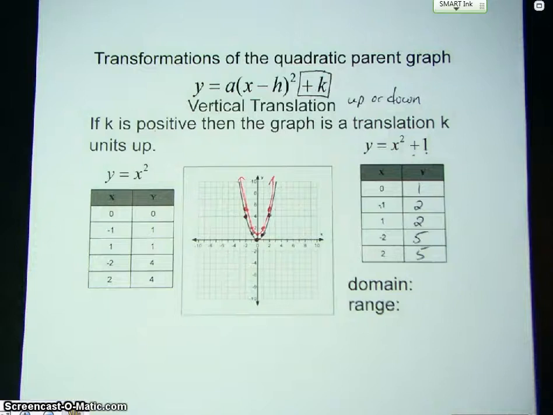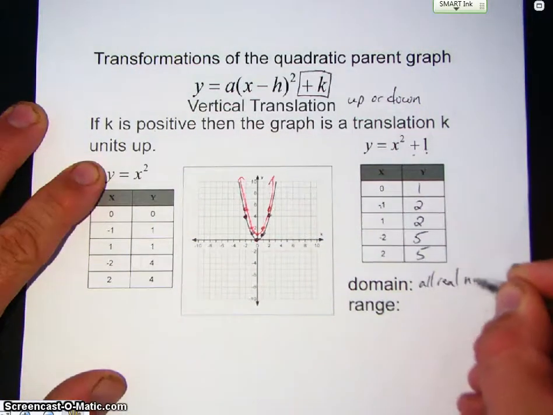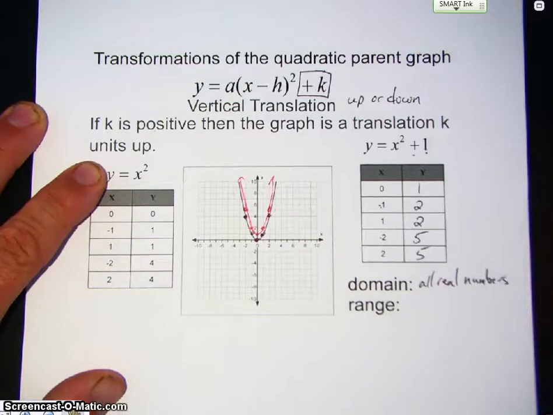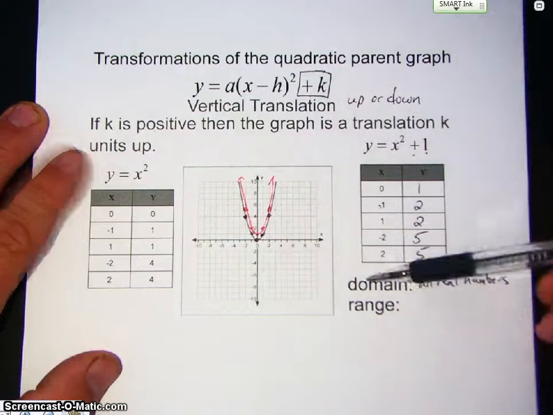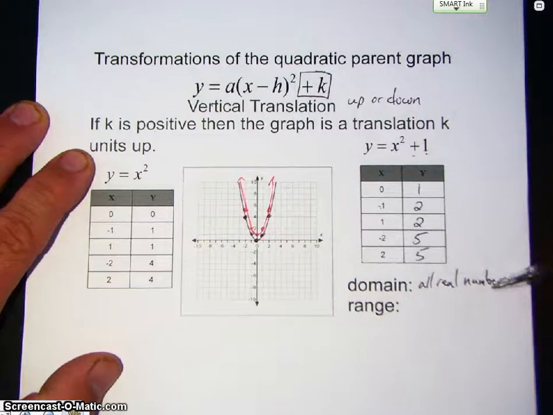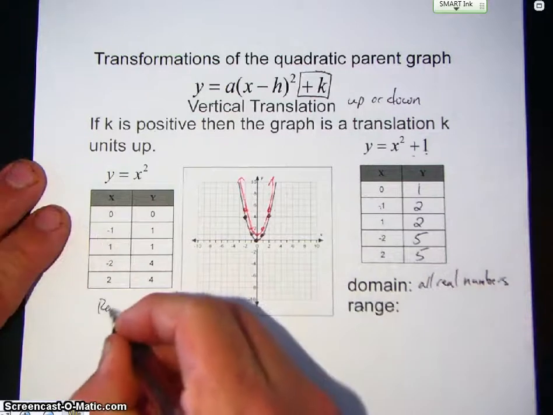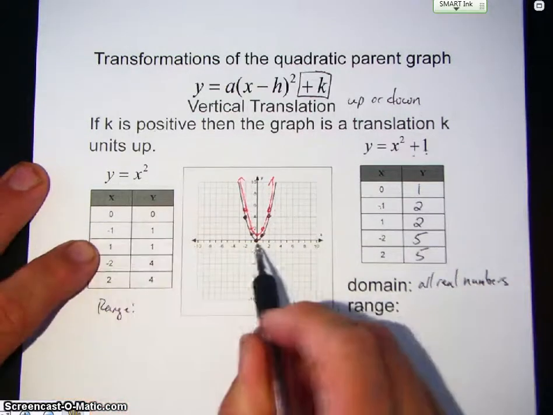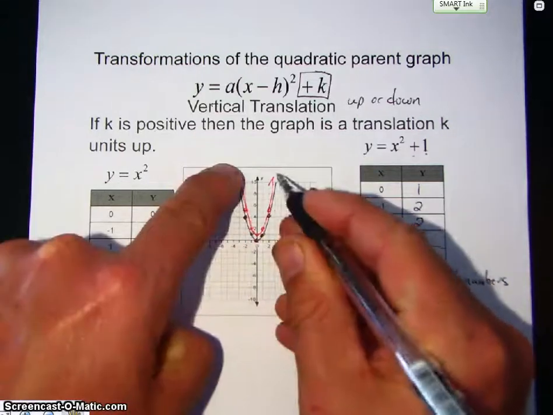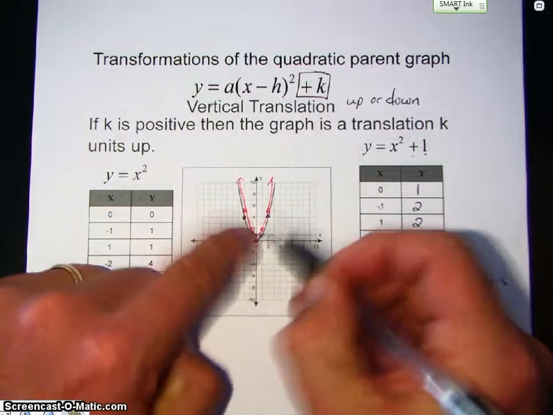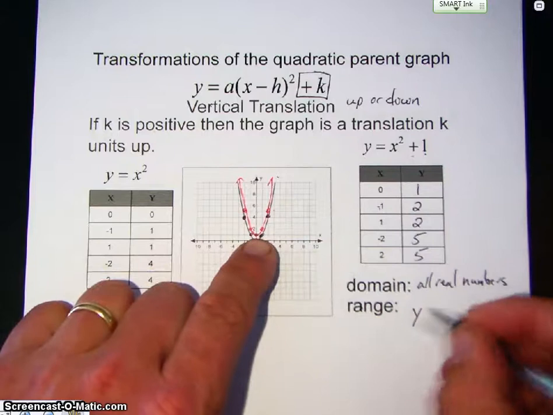Now the domain stays the same. Alright? So for k, if I have a vertical translation, if it moves up or down, my domain will always stay the same. It's the range that actually changes. Because the range on the parent function, look here, was y is greater than or equal to 0. So 0 or anything higher would work. But now the whole graph moved up 1 unit. So the lowest point on this new graph is at 1. So y is greater than or equal to 1.